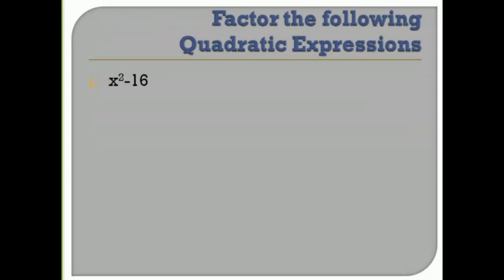So we can take the following expression and factor it using our formula. X squared is a perfect square. 16 is a perfect square. I have a subtraction sign between them. So this is going to factor as x minus 4, x plus 4, where it's the square root of the first and the square root of the second. So the square root of 16 is 4, therefore it is 4 and 4.